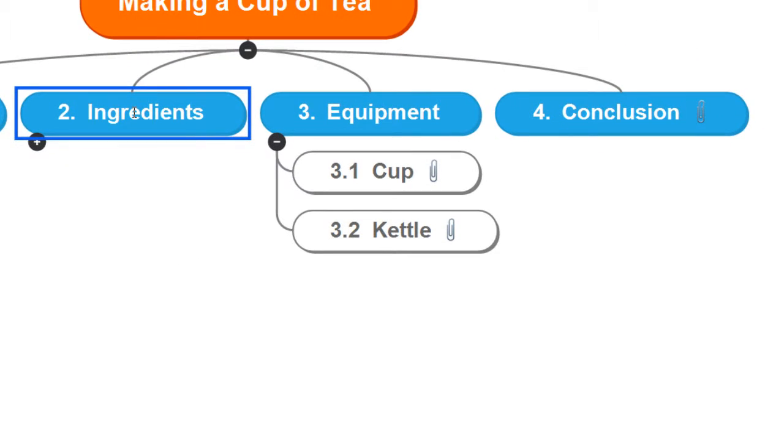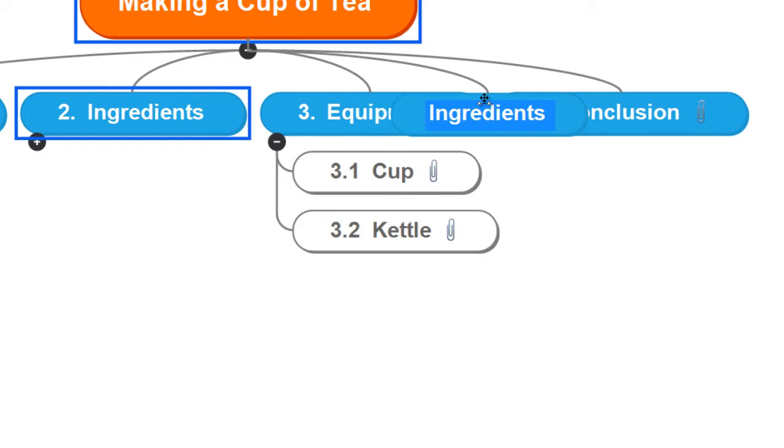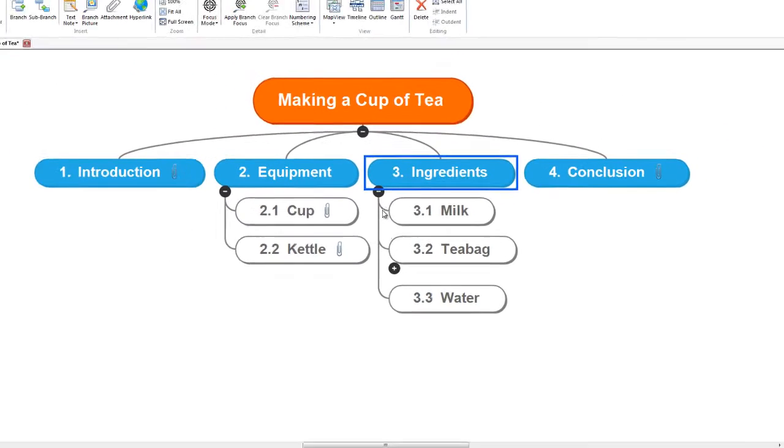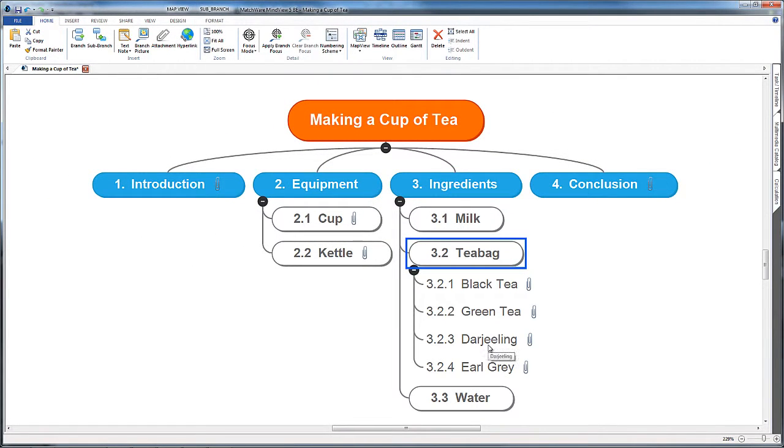Or I can just nest all of that inside this whole section. And of course, if I drag this to a different part of the map, all of those parts of the map travel as well. So now we're talking about introduction first, then I'm going to talk about the equipment I need to make my cup of tea, then ingredients, then I'm going to have the conclusion of my essay. So remember to just turn off the parts of the map that you don't need.